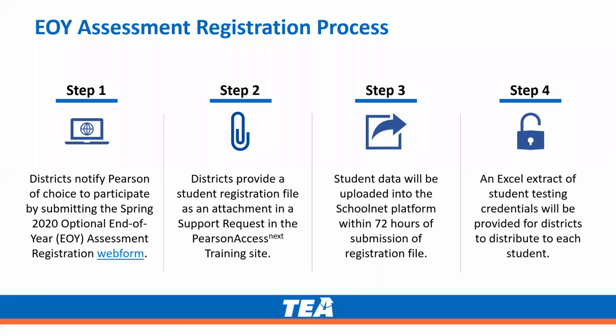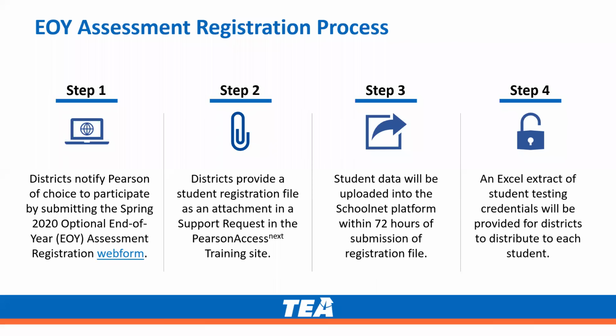Now, when you submit that web form, you want to make sure to do the next step, step 2, which is to provide that student registration file. When you submit that web form, you're not going to receive any notification that tells you, okay, now go and submit the registration file. After you've submitted that web form, when you're ready and you have that registration file ready to submit, what you'll do is provide that as an attachment in a support request in the Pearson Access Next training site. I'm going to show you that.